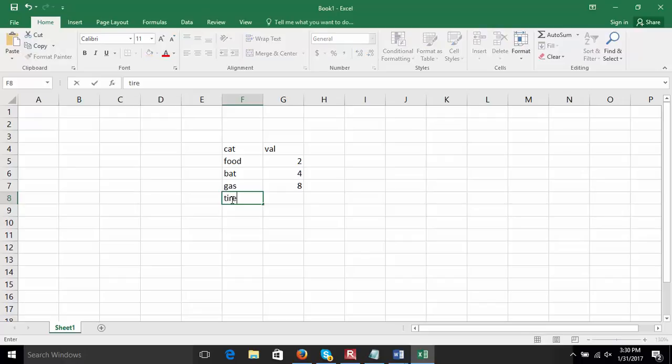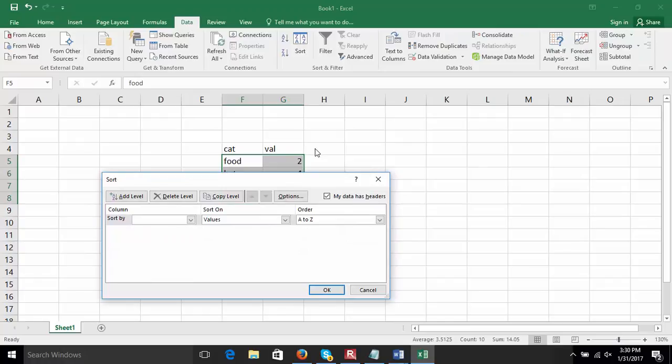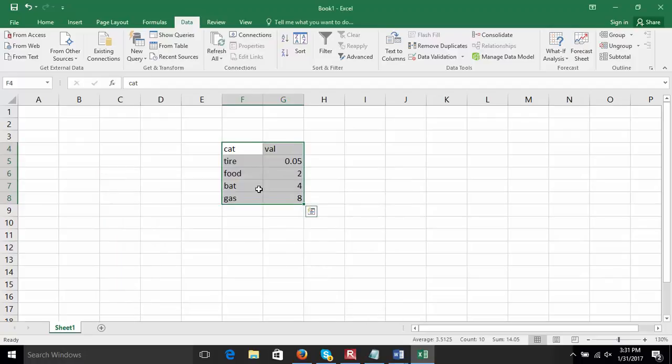Tire. If I had, let's just say, a little bit of energy in a tire, and it was just whatever, 0.5, 0.05, same difference. I'll grab this and do Data, Sort, and you can sort by value, smallest to largest, and it'll actually go back and sort those for you. So it's also another fun little thing to do.